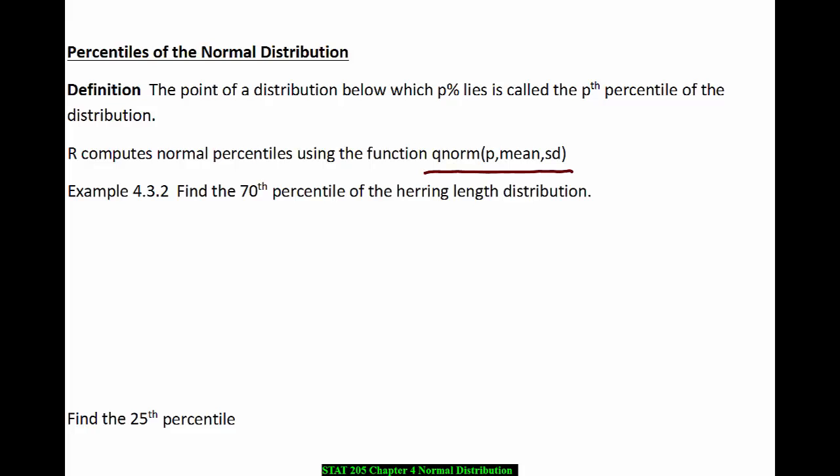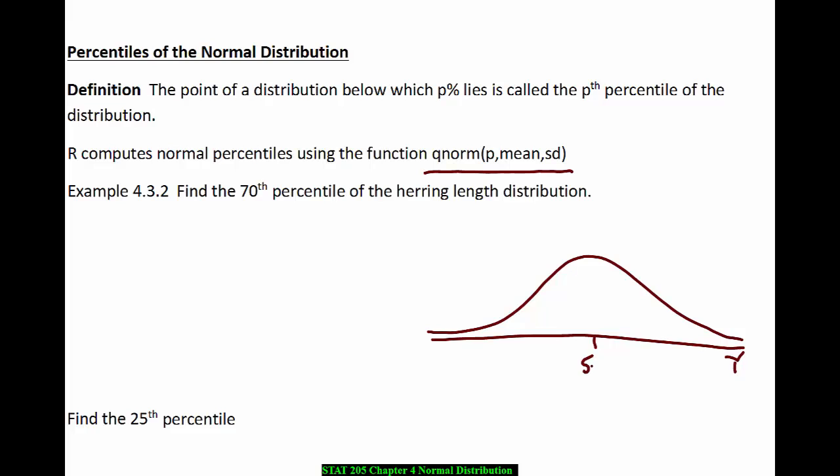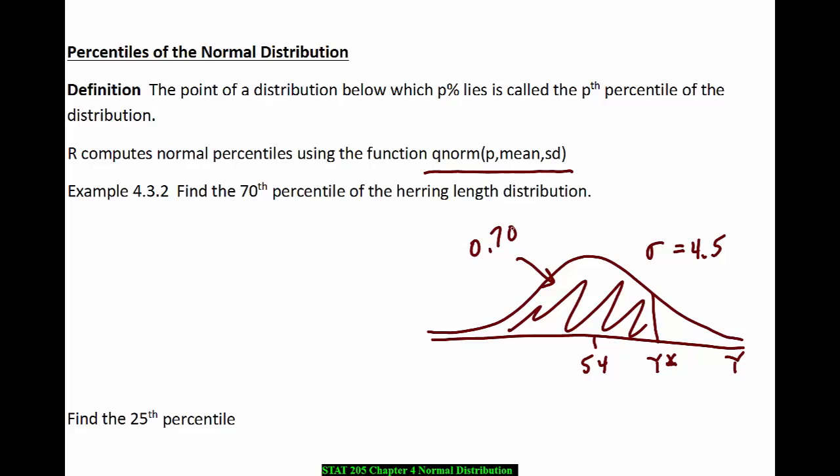Find the 70th percentile of the herring length distribution. Again, let's draw a picture. So we've got our random variable. It's centered at 54. Its standard deviation is 4.5. And we want to find the value, we'll call it y star, such that 70% is below it. So hopefully you get the idea with the picture here of what we're trying to get out. Instead of us having this number and trying to get the area out, we have the area and we're trying to get the number out.